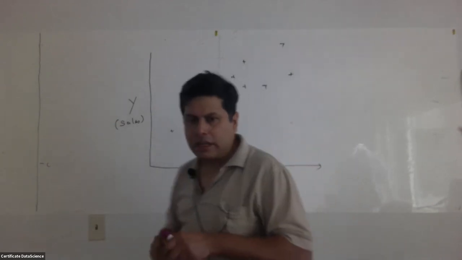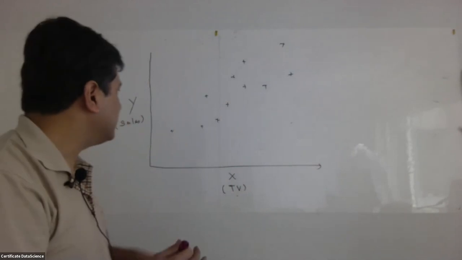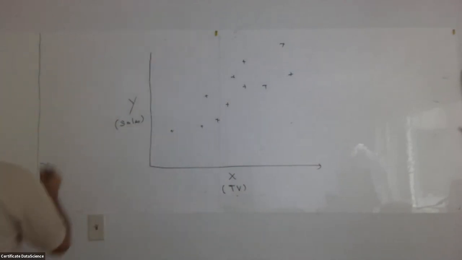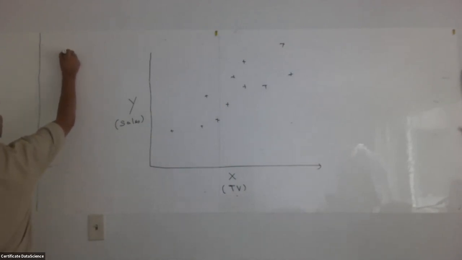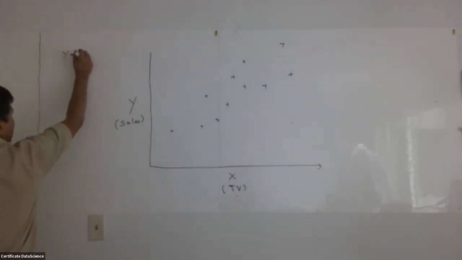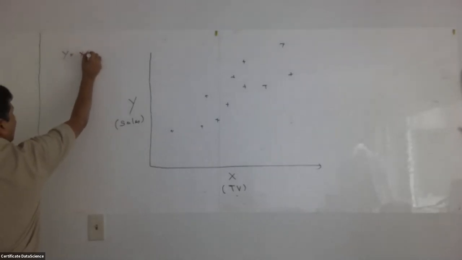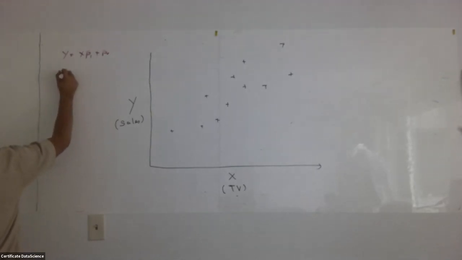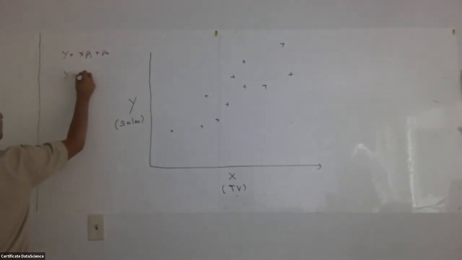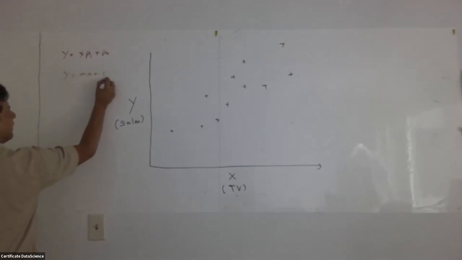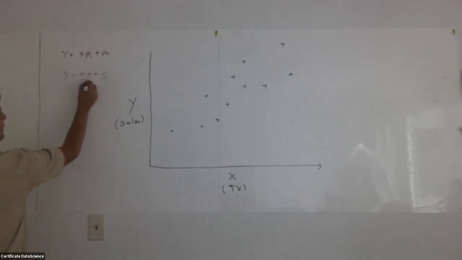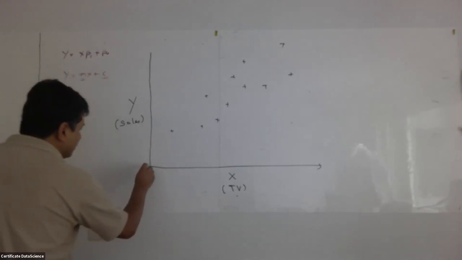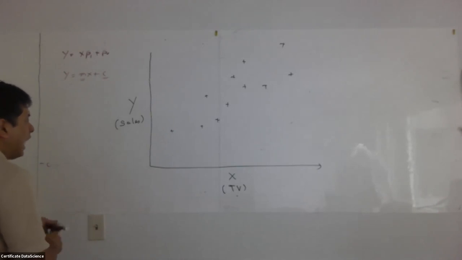Okay. So now we ask ourselves, is it possible that there is a straightforward formula? Then your question is, what is the formula? I am saying that I want a formula like this: x beta 1 plus beta 0. Remember from the 10 plus 2, the equation of a line is y equals mx plus c. This c, when m is 0, is the intercept.